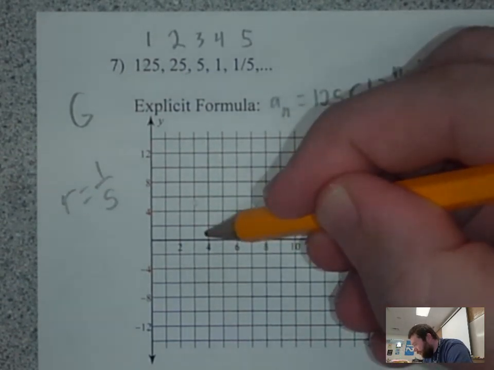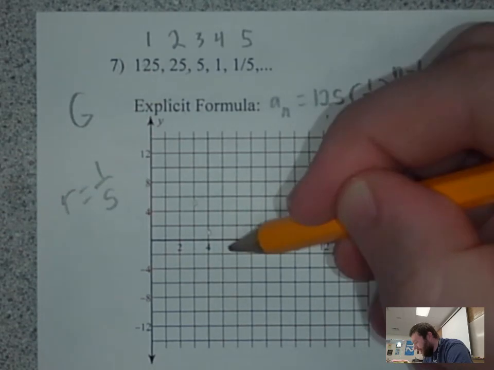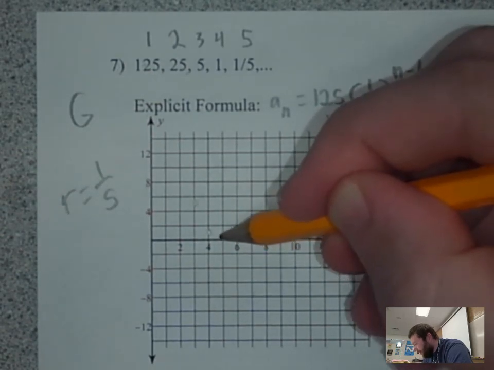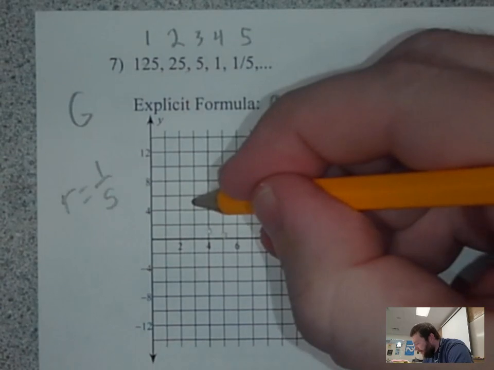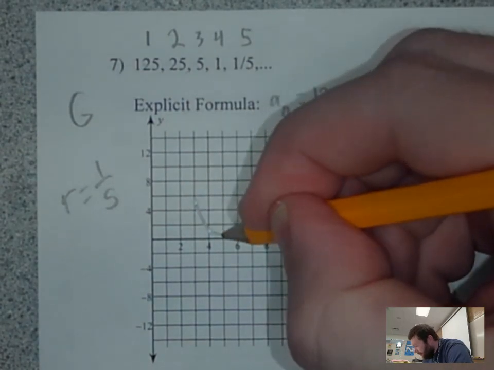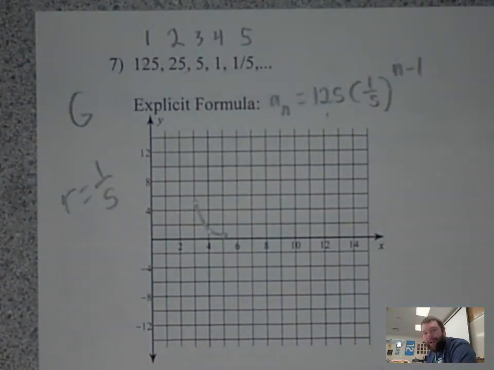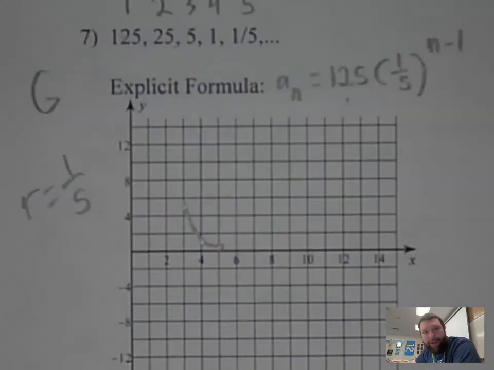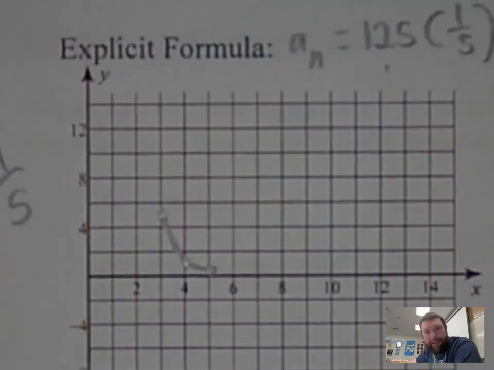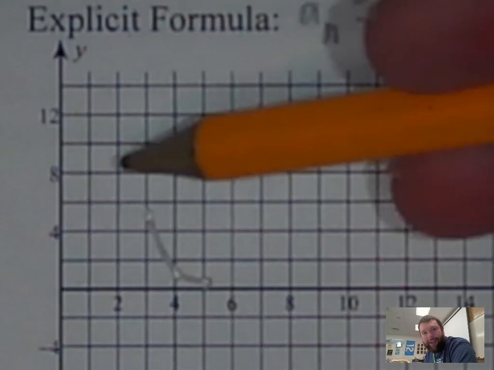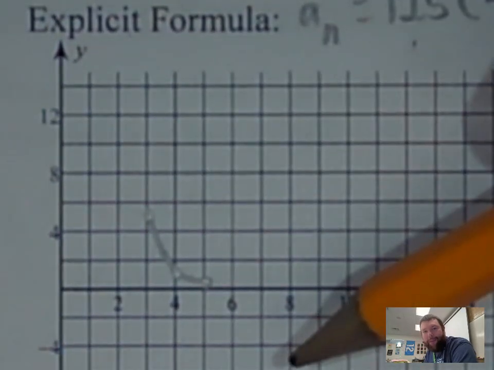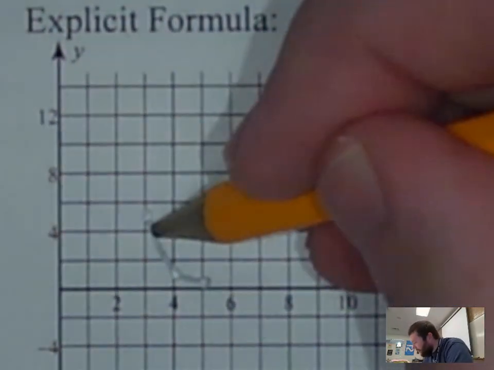4 and 1 will. And then 5 and 1/5, again, just basically right at 0, will. If we connect those 3 points, what kind of line is it going to be? I'm going to zoom in here a little bit so you guys can see. It's going to be a curved line, right? It's geometric.